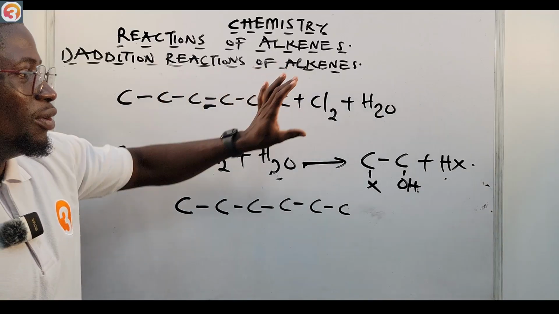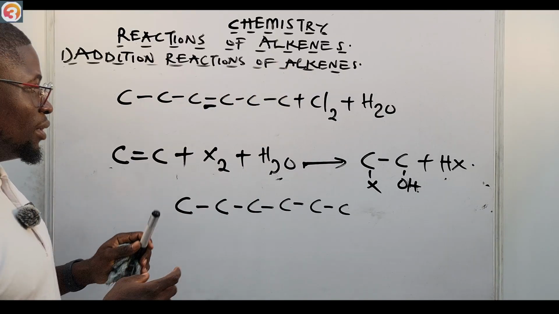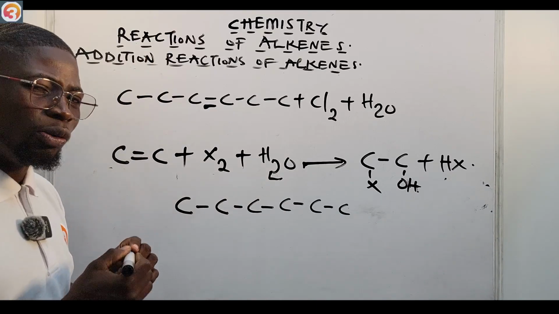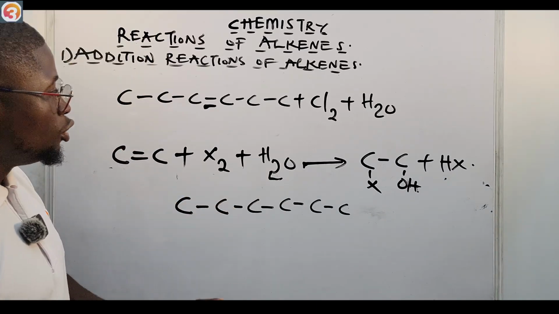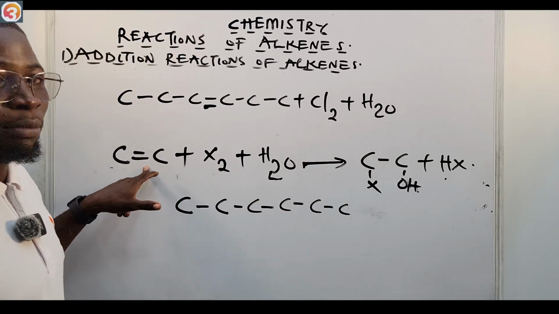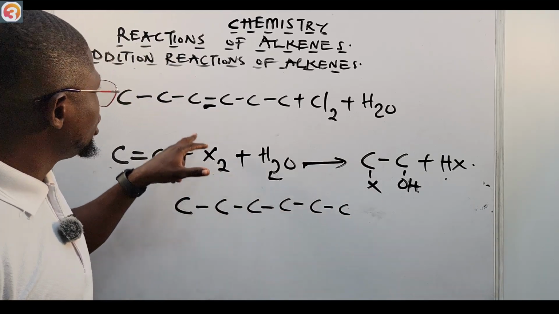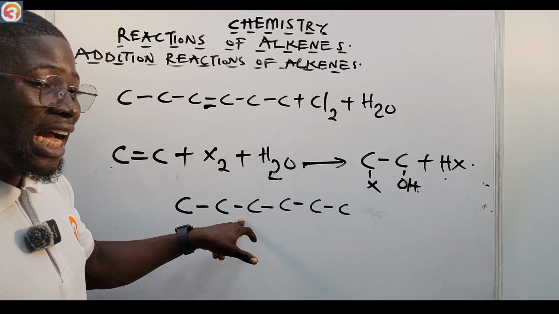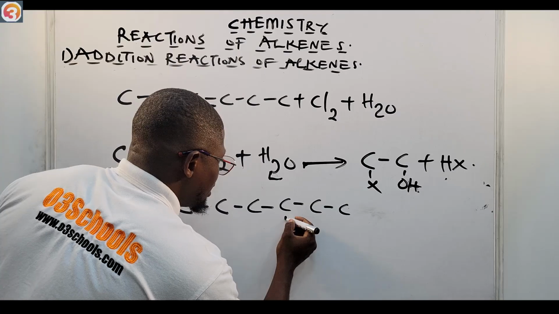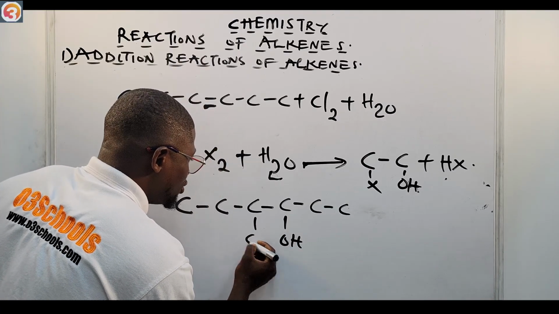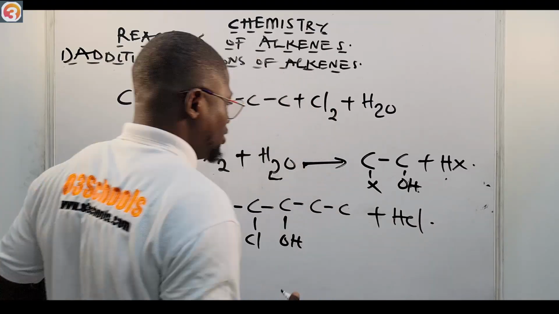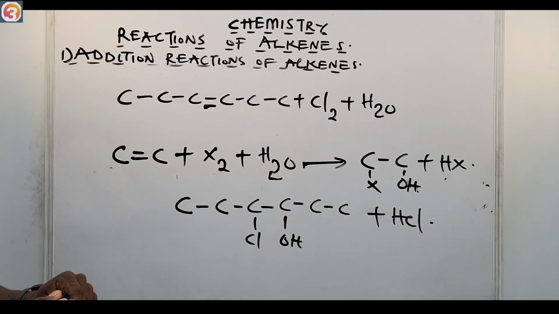Then now I'm going to have our haloalkanol. What you need to consider here is the position of the double bond, so that you know where you put your OH group. In the earlier example, you put the OH group on the 1st carbon because the double bond was on the 1st carbon. Here the double bond is on the 3rd carbon, so our OH group will also be on this 3rd carbon. Here we are going to have our OH, then here our Cl. Then plus HCl. This is the product of our reaction.